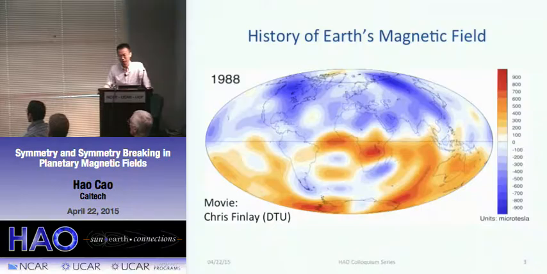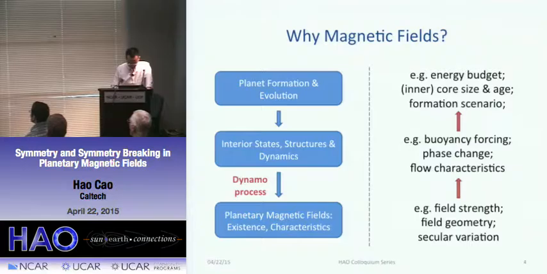Is that based on potential fields? Yes. It's simply a potential field extrapolation, assuming there's no currents in the mantle, which is good enough for the large scale fields. Yeah, on the core mantle boundary, you do see variations of the magnetic field, both on large scale and small scale. And those are actually the base for the core surface flow inversions, which I'm going to show details later.